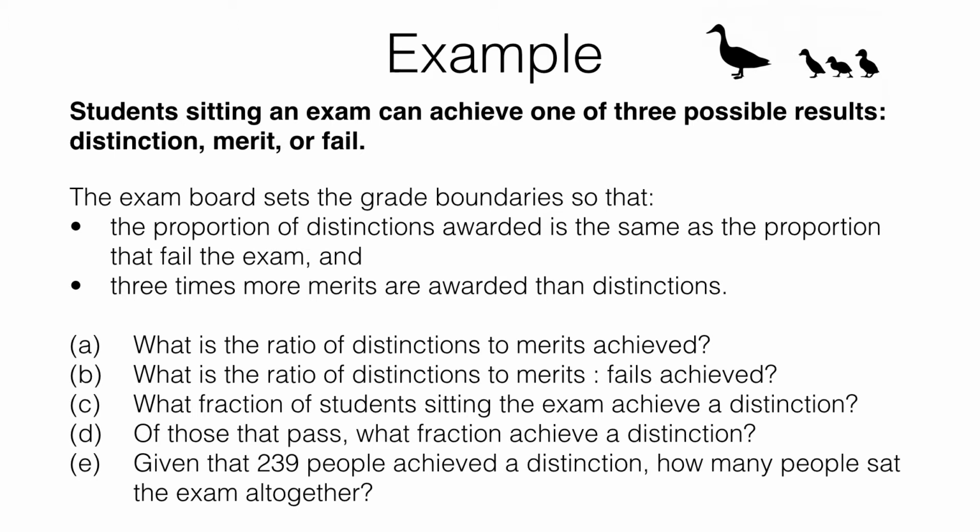Hopefully, you've had a chance to read the questions. So, students can either pass or fail the exam, and if they pass, they either get a merit or a distinction. And then we have this information here. Now, I'm going to represent this information using a bar model.